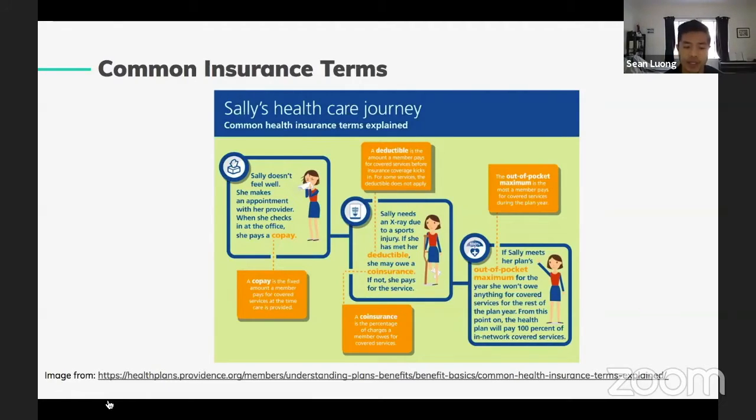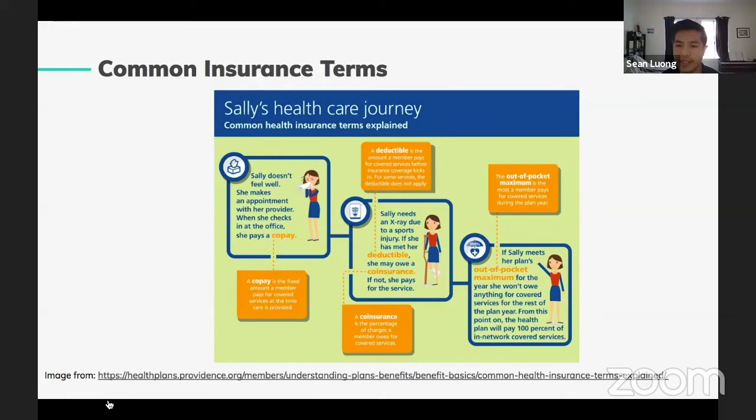Now, maybe you go to the doctor for a while and then they decide that you need an X-ray to see what else is happening. If you haven't met your deductible, then you may have to pay for everything. If you have met your deductible, you may only pay a small percentage of that cost, maybe 20%. So if the X-ray costs $100, then you pay $20. The deductible is the amount of money that you have to pay before the health insurance will start helping you. And the co-insurance is the percentage that you pay for things. Again, these all depend on your health plan.